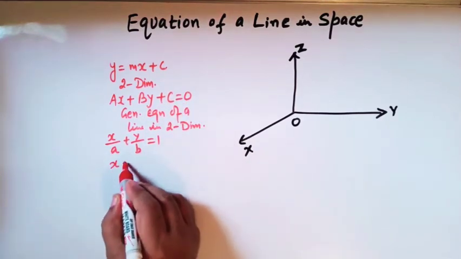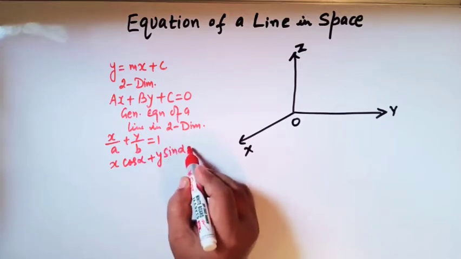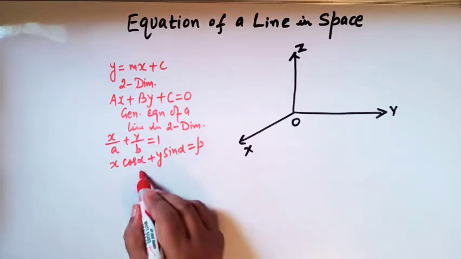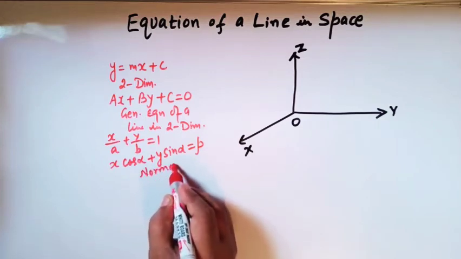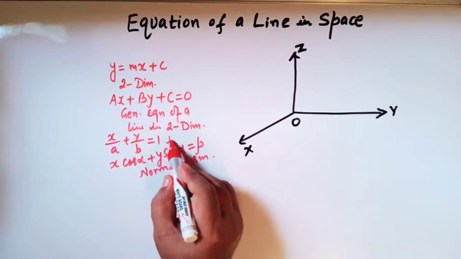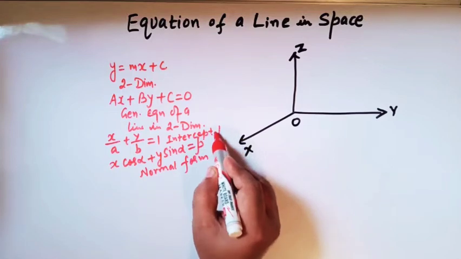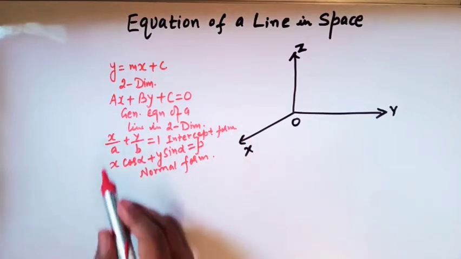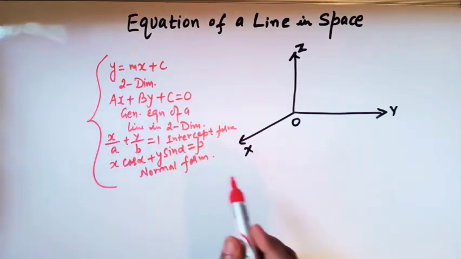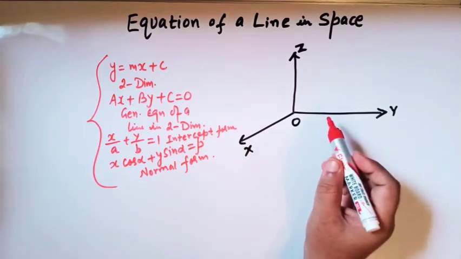Similarly, we have seen x cos alpha plus y sin alpha equal to p. This is called the normal form, right? So viewers, we have seen the various forms of equation of a line in 2 dimensions, right? Now in this lecture we are going to study about the equation of a line in 3 dimensions, right?